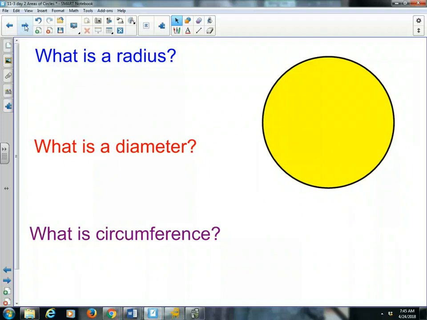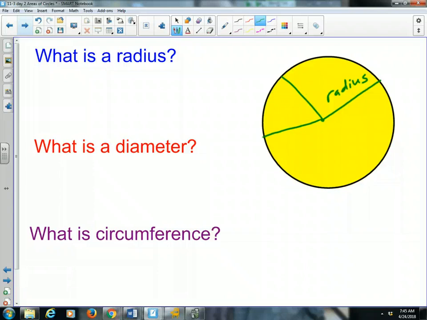Let's get a refresher on a few parts of a circle that we'll need to know for this lesson. The radius again is the distance from the center of the circle to the edge of the circle, or to the outside part of the circle. This is called a radius. And every radius in a circle is congruent. So it's congruent to this radius, it's congruent to this radius. Anything from the center to the outside part of the circle is called a radius.